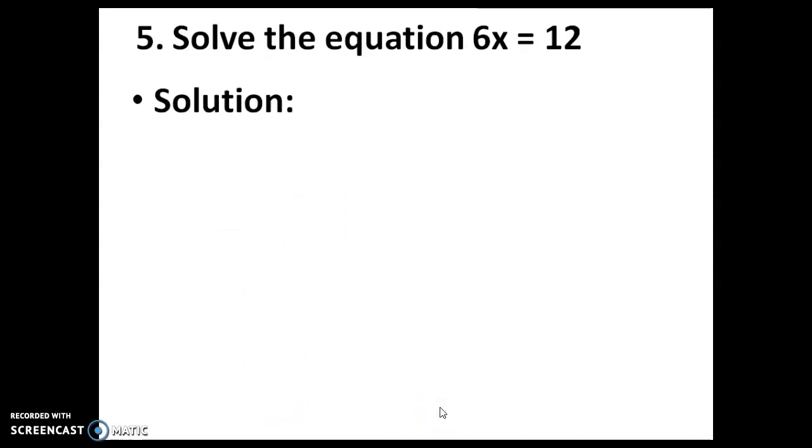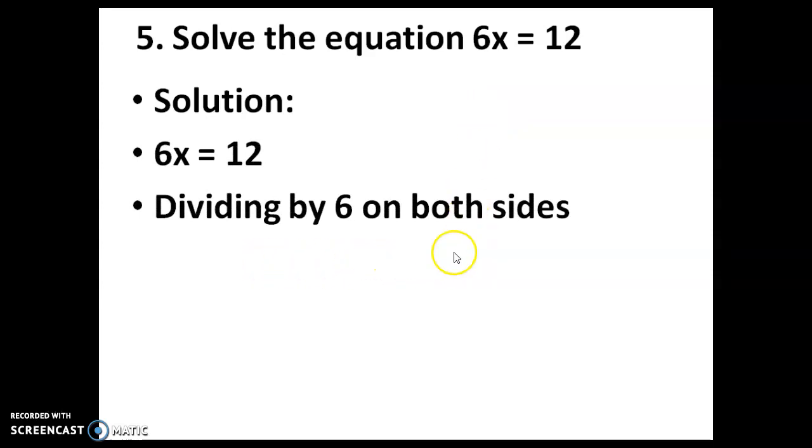The next equation is 6x equal to 12. Here there is no addition, only one term. 6x is only one term, and here 12 is there. No addition or subtraction is there. So it is 6 into x, where 6 and x are multiplied. How to solve this? Dividing 6 on both sides is one way of solving. Dividing 6 on both sides, you will have 6x by 6 equal to 12 by 6.